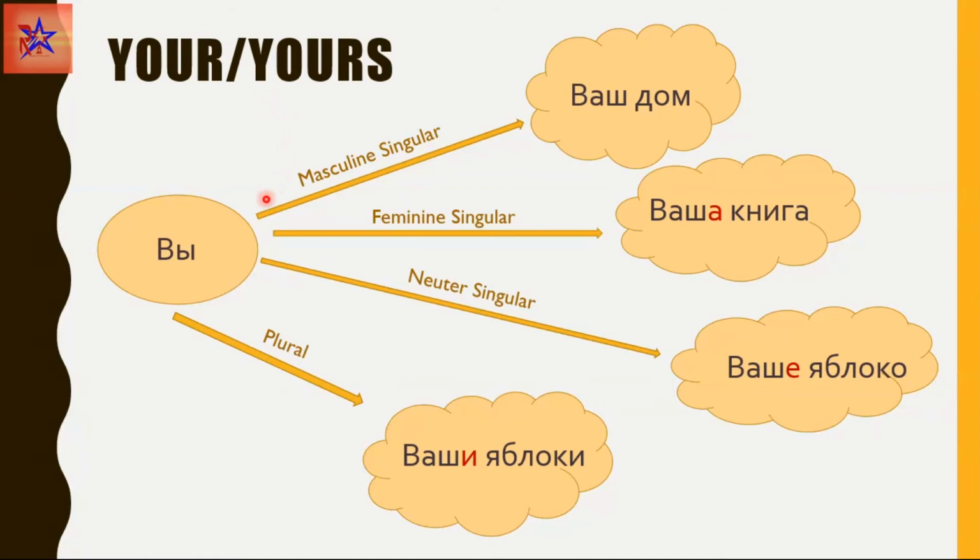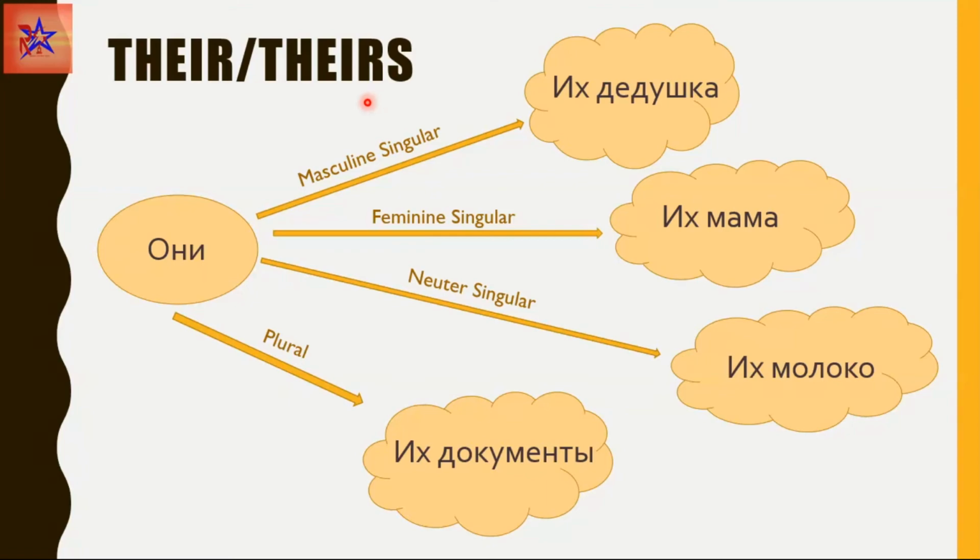Your or yours, which means belonging to the вы. Masculine singular would be ваш дом. Feminine, ваша книга. For neuter, ваше яблоко. And for plural, ваши яблоки. And at last, the last one, it's their or theirs. Они. And you would be happy to see that there's only one form for они. It's их. Их дедушка, их мама, их молоко, их документы.